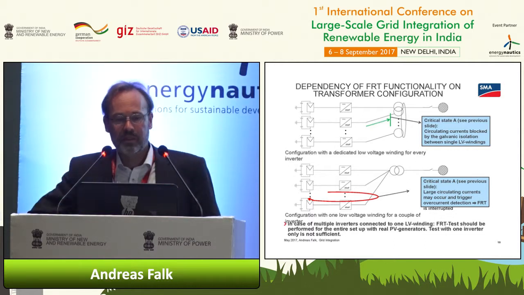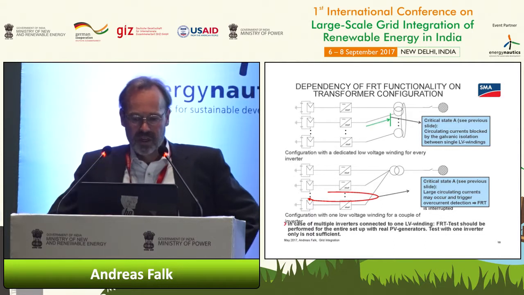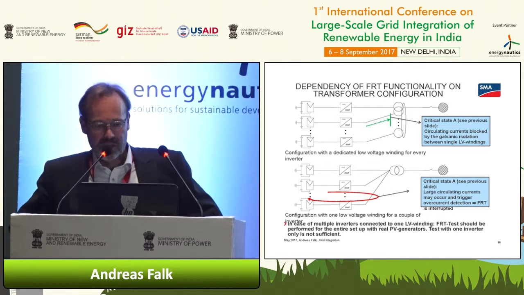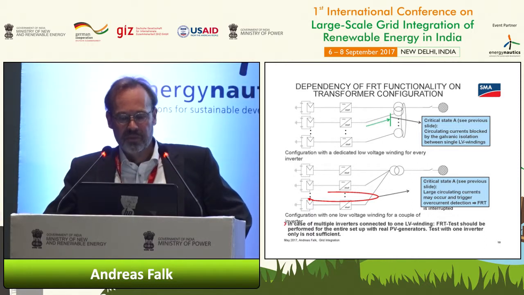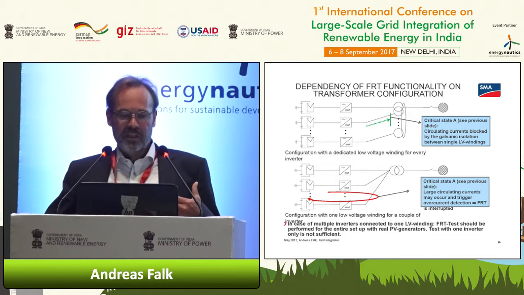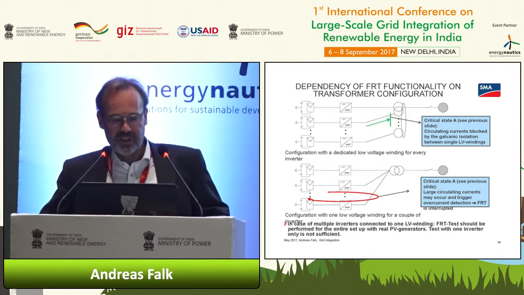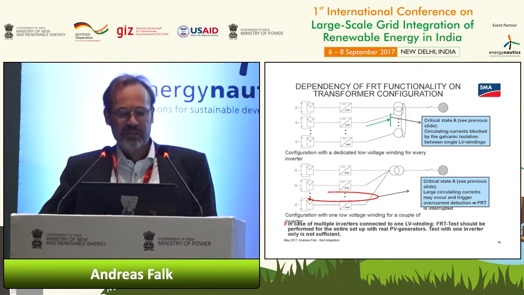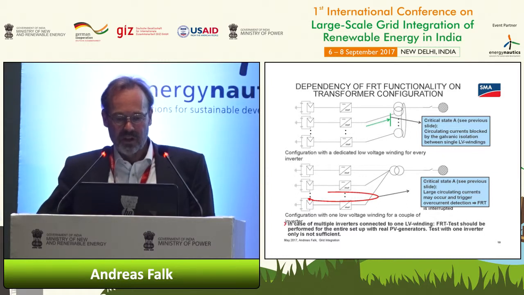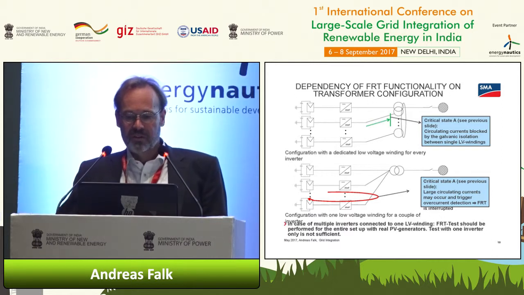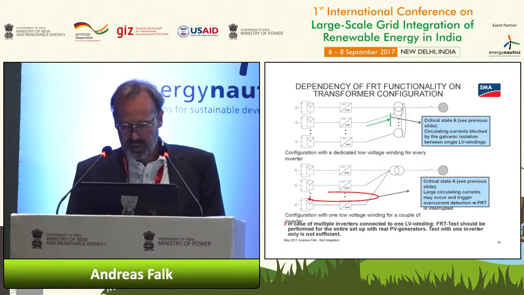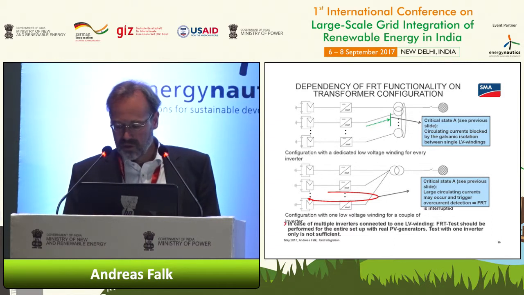When you have multiple inverters connected to one low voltage winding of a transformer, circulation currents may occur because the arrays are not galvanically coupled directly, but they are strongly coupled via the parasitic capacitors of the modules with regard to ground. And thus, circulation currents with the switching frequency of the inverter may occur. And that may cause critical states.